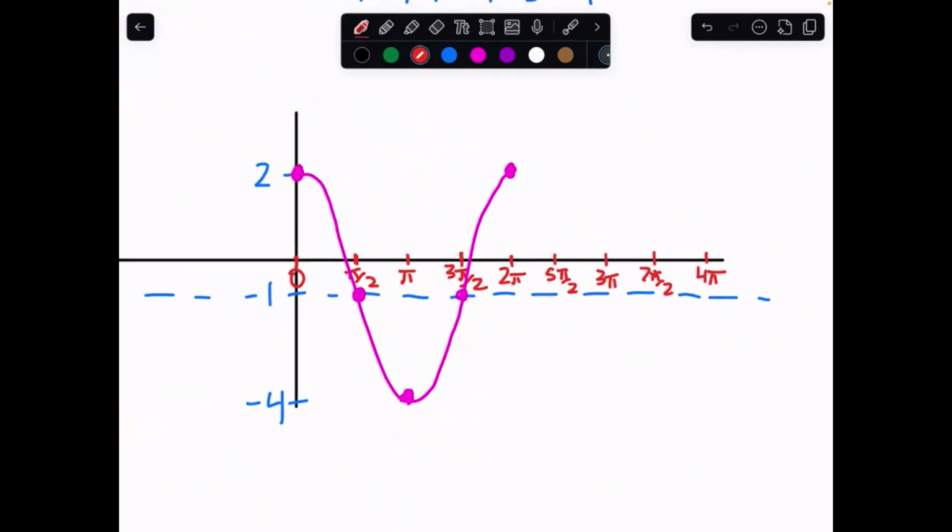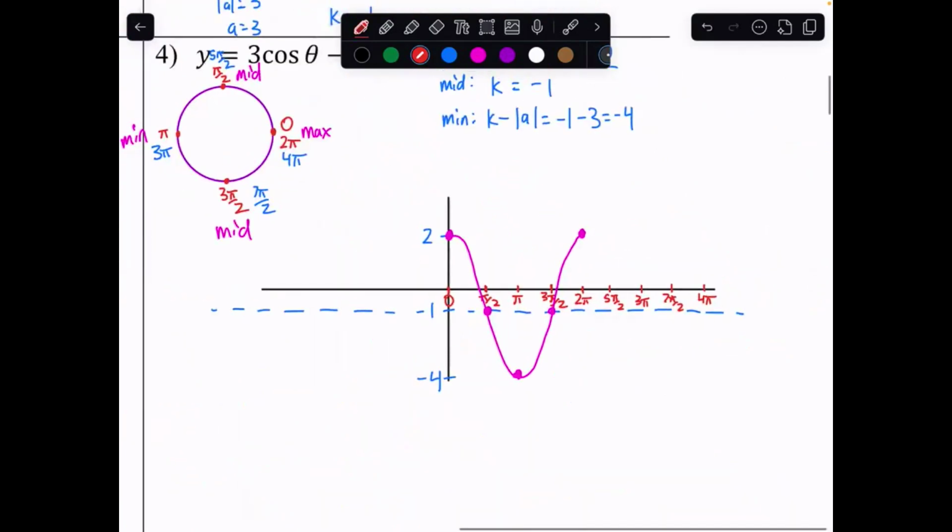Okay, and then for each of these new angles, let's figure out which y value they get. We already have 2 pi at the maximum. Next, 5 pi over 2 is on the midline. 3 pi is at the minimum. 7 pi over 2 is on the midline. And 4 pi is at the maximum.